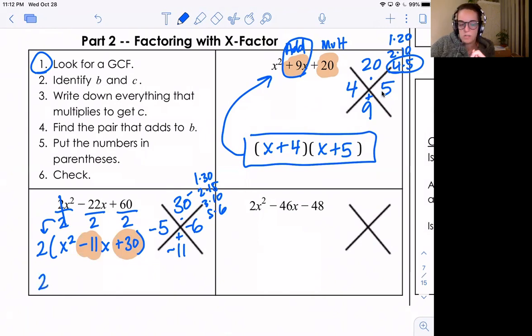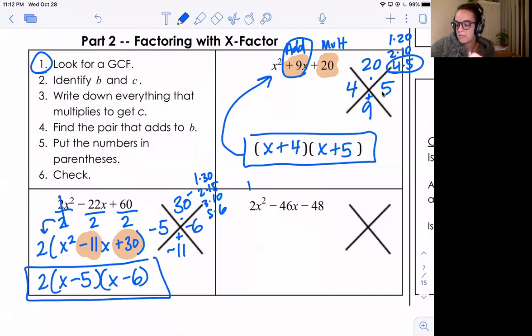So I'm going to still have that 2. I'm going to have 2 sets of parentheses, x minus 5, x minus 6, like that. So this is going to be my answer for this one. Go ahead and pause the video and try this last one on your own before you watch it with me. Pause. Okay, we're back.